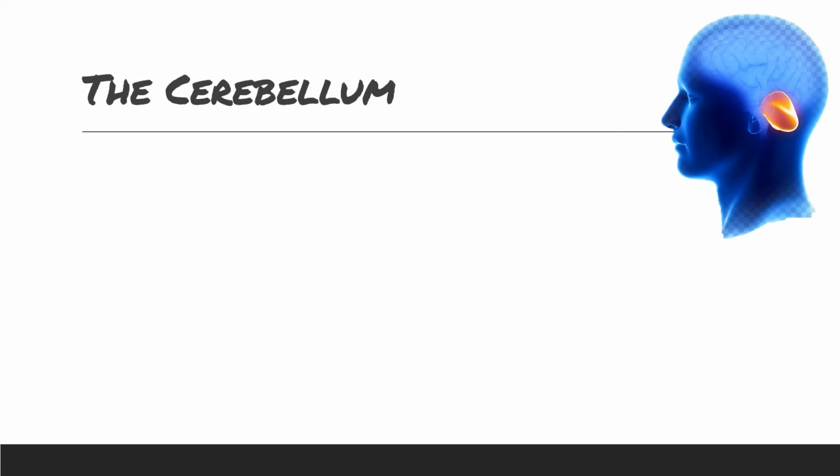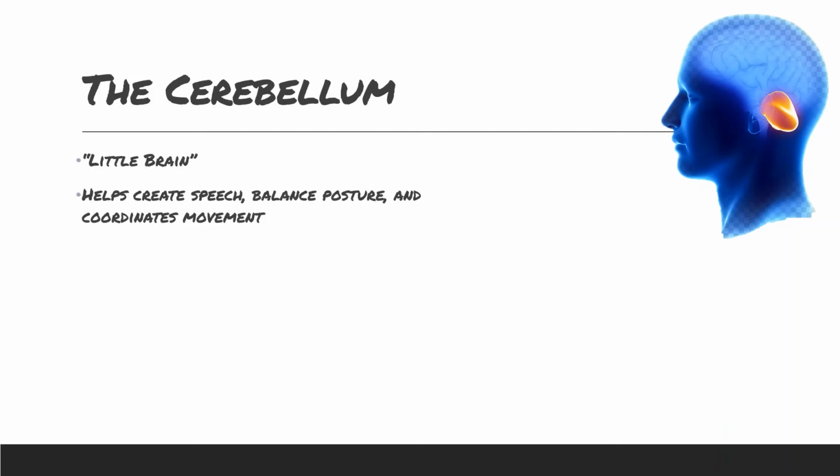Even though the cerebellum only takes up 10% of your brain, it contains more than half of your brain's neurons because it controls many important everyday parts of your life. That's why it's often known as the little brain. In addition to speech, your cerebellum helps you maintain a balanced posture and coordinates movements. It's the reason you don't fall over when walking or when lifting weights.